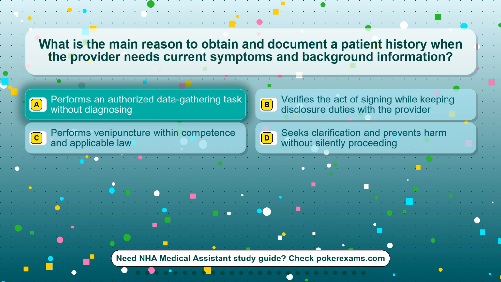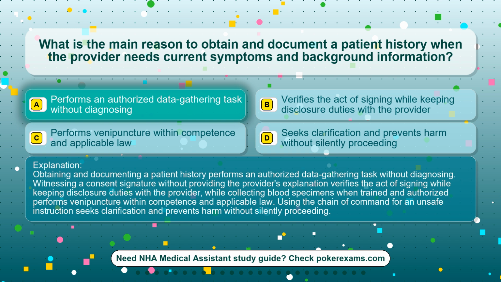The correct answer is option A. Performs an authorized data-gathering task without diagnosing. Obtaining and documenting a patient history performs an authorized data-gathering task without diagnosing. Witnessing a consent signature without providing the provider's explanation verifies the act of signing while keeping disclosure duties with the provider, while collecting blood specimens when trained and authorized performs venipuncture within competence and applicable law. Using the chain of command for an unsafe instruction seeks clarification and prevents harm without silently proceeding.